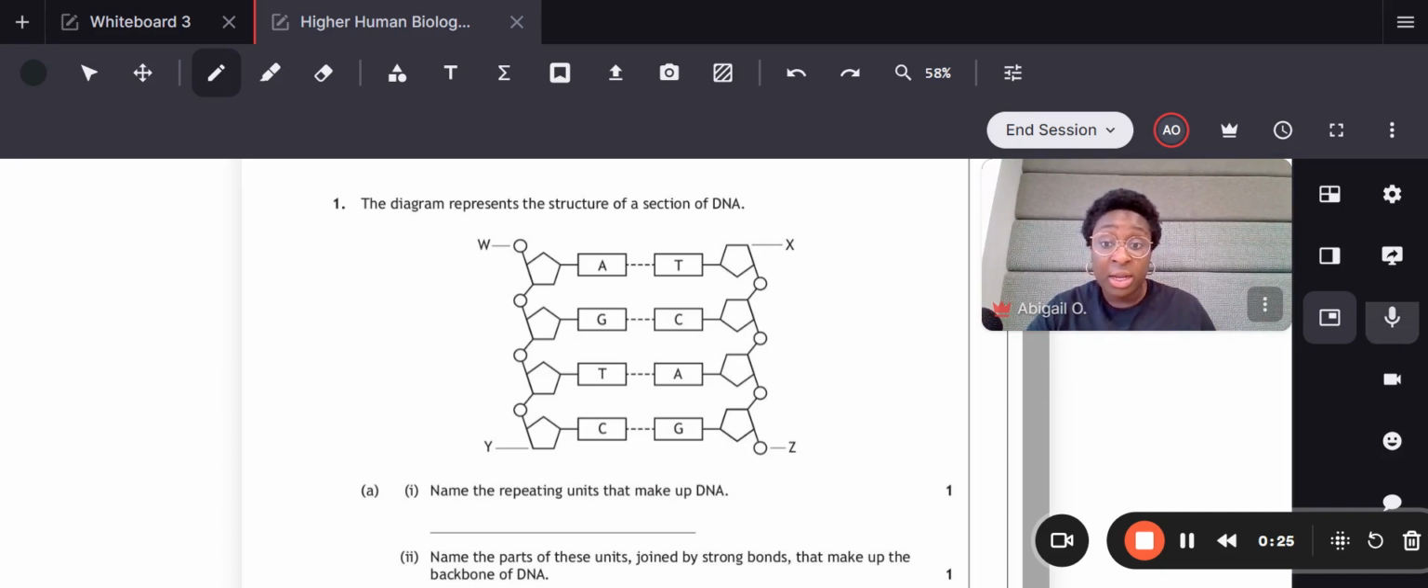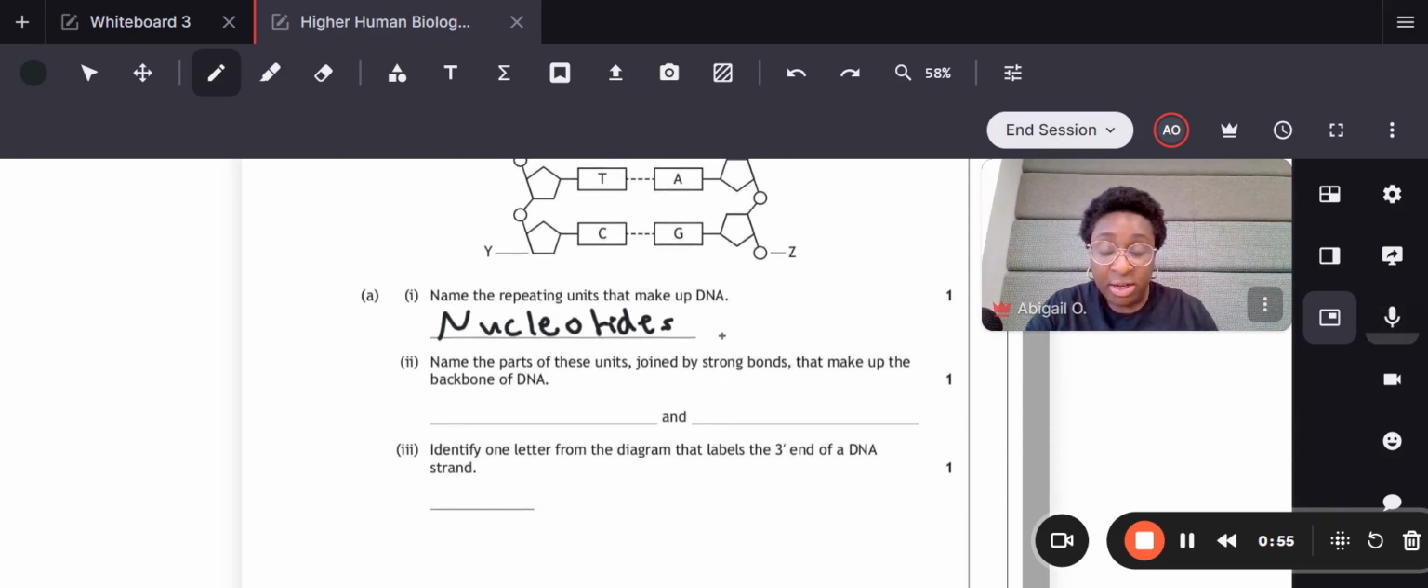Well, we know that DNA is made up of something called nucleotides. So nucleotides are the building blocks of DNA. So all DNA is made up of a nucleotide, and these nucleotides have different parts to them. They have the base, which is represented by the letter, and then these two parts, which we'll talk about in the next part of the question.